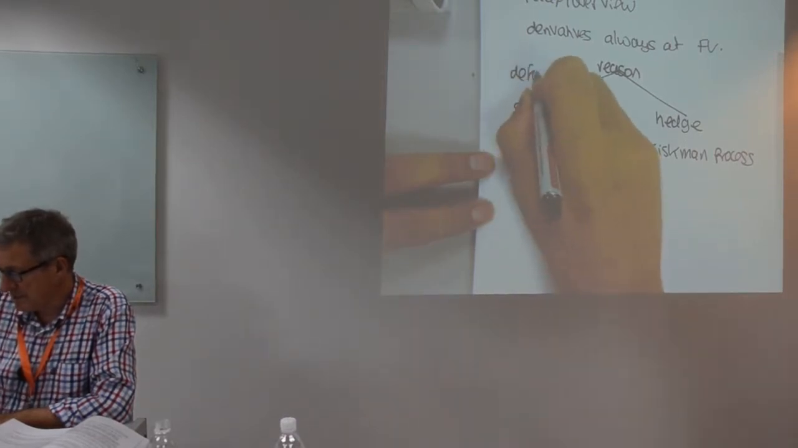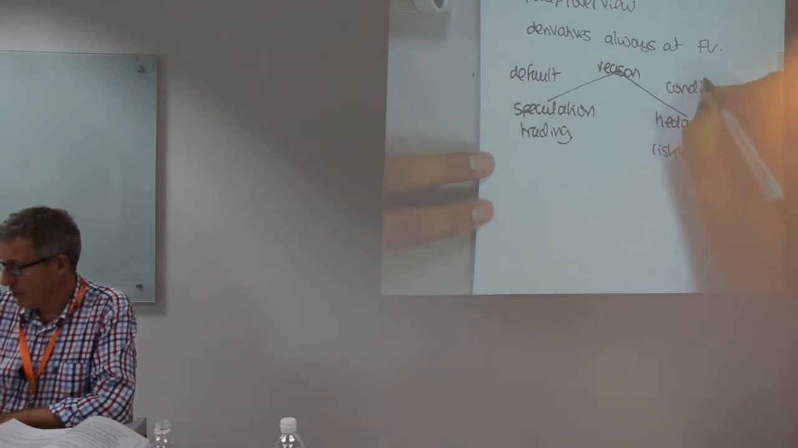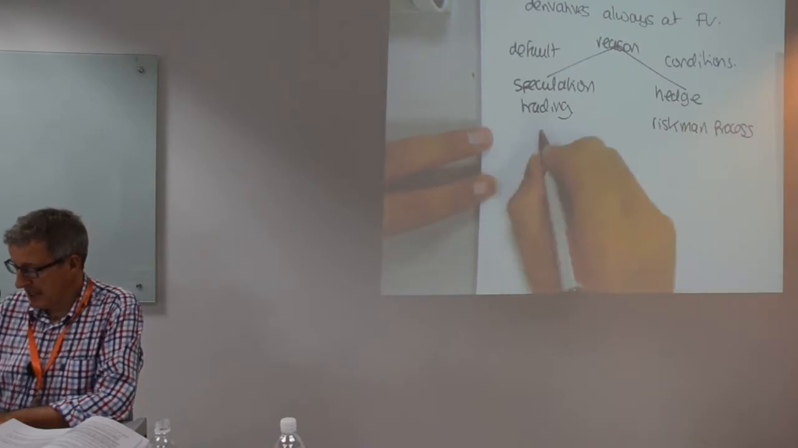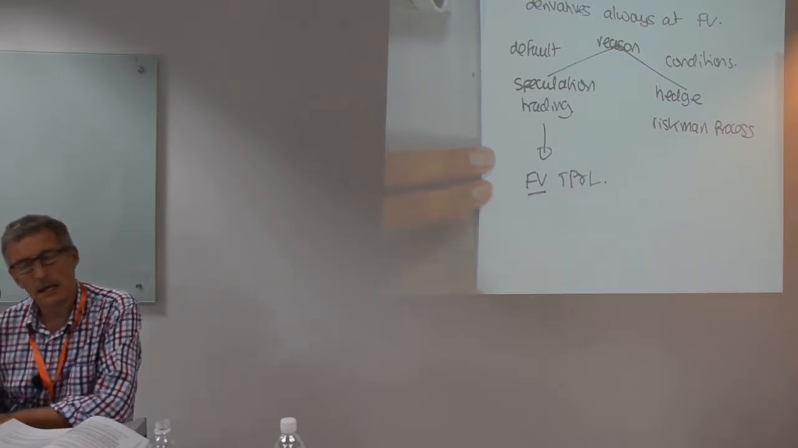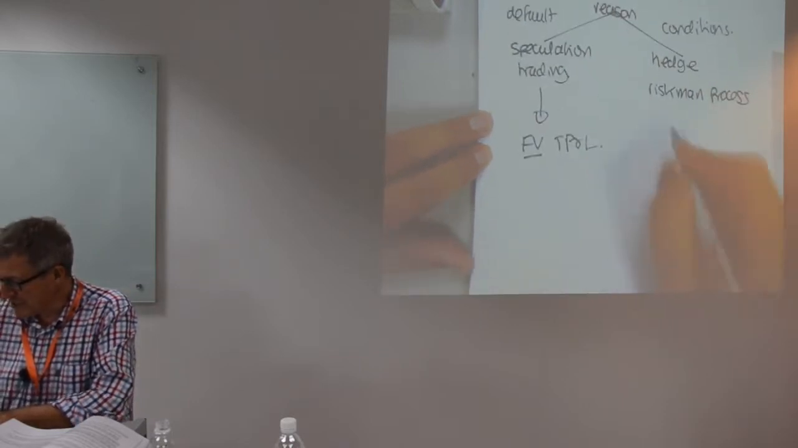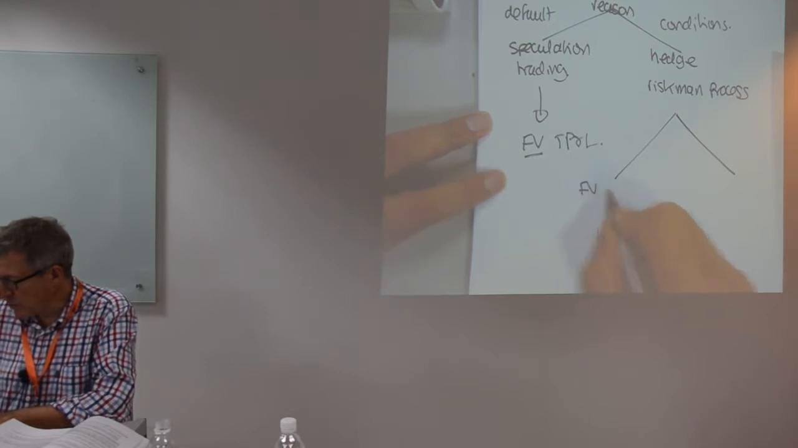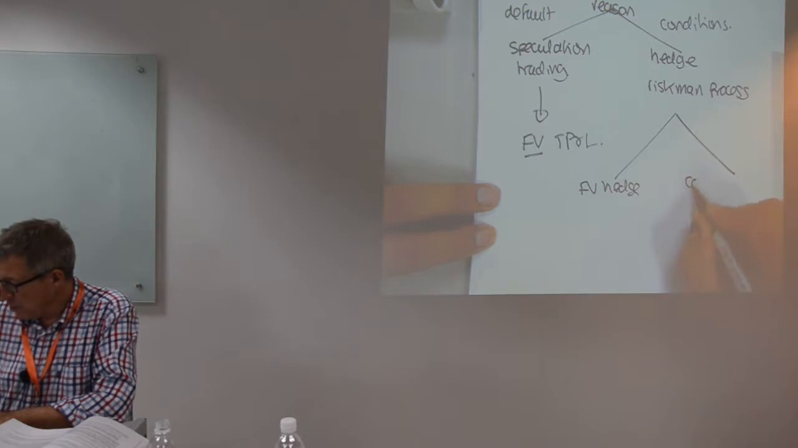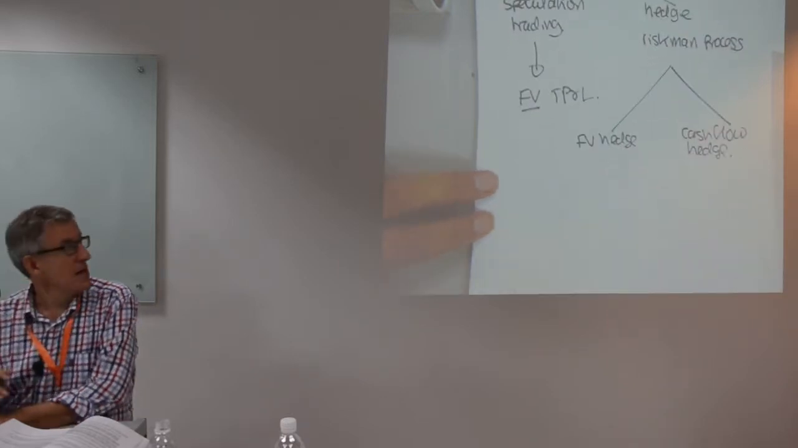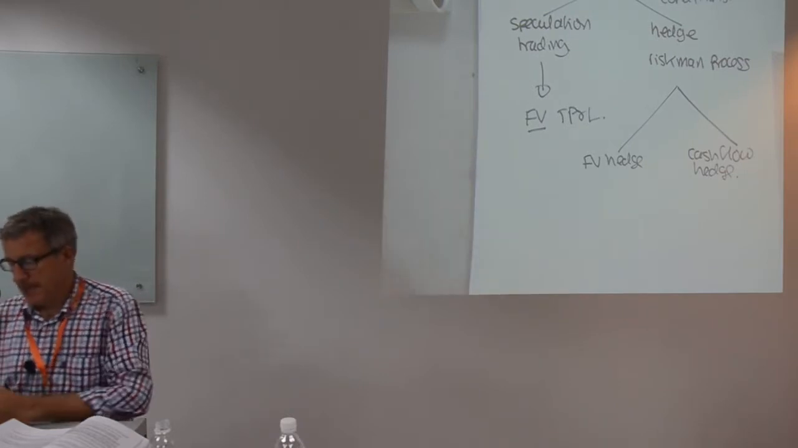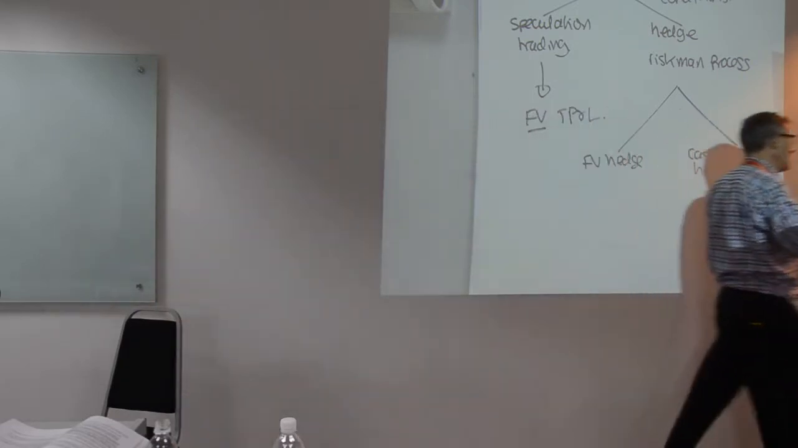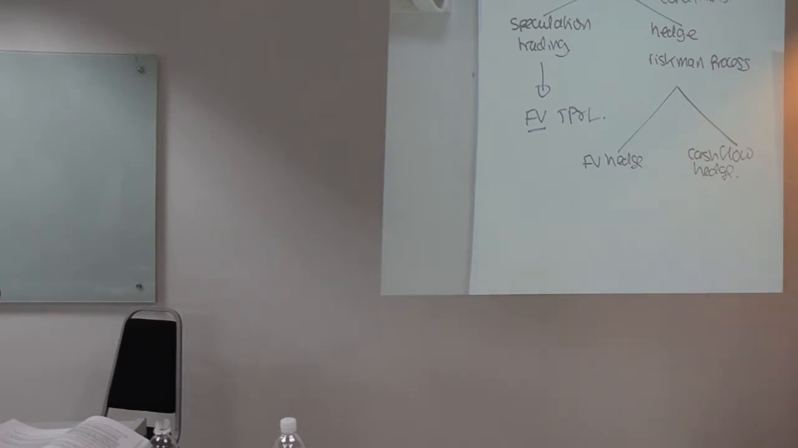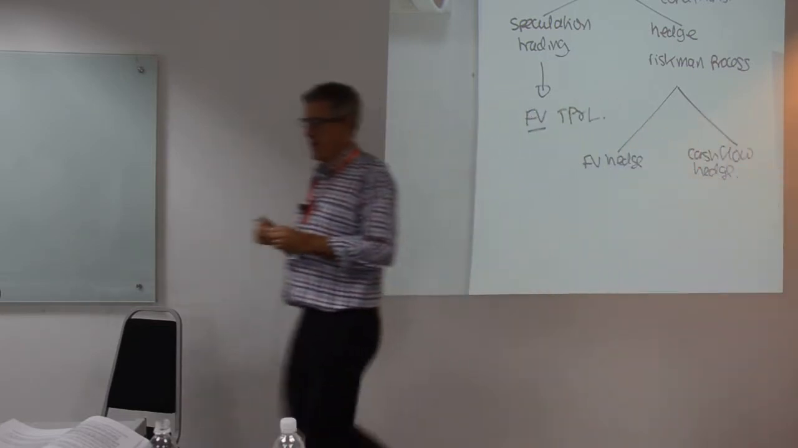Now this is your default, and this is where we have conditions. If you are speculating, then it has to be at fair value, and you take the fair value through P&L. You're trading with it. If you're involved in a risk management process, it depends on whether you're looking at a fair value hedge or whether you're looking at a cash flow hedge. Derivatives must always be at fair value. If it is a trading derivative, a speculation derivative, it's fair value through P&L. If you're hedging, then it depends on whether it's a fair value hedge or a cash flow hedge.